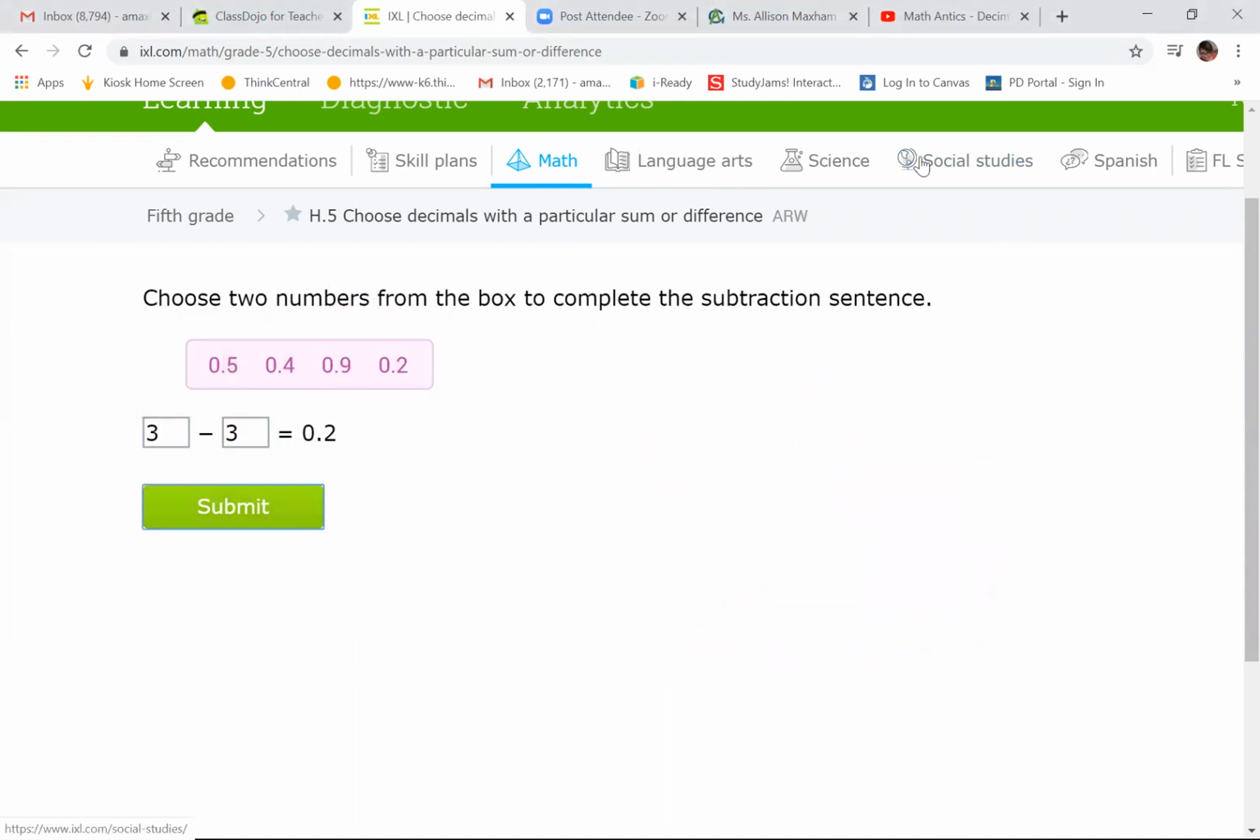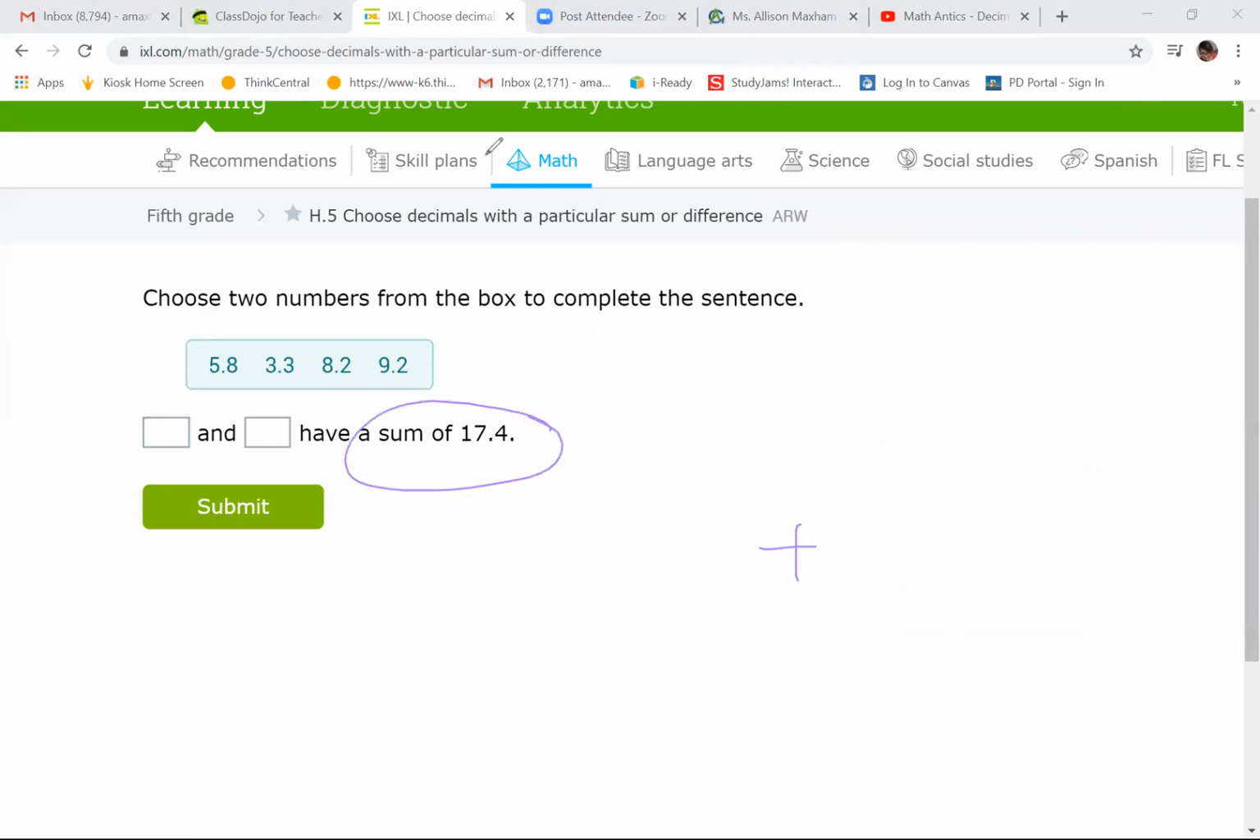Subtraction. We don't want subtraction. Sum. We're at a sum again. Perfect. Okay, so here's my sum. That means it's the answer to my problem. 17 and 4/10. And let's do the same strategy that we did before.